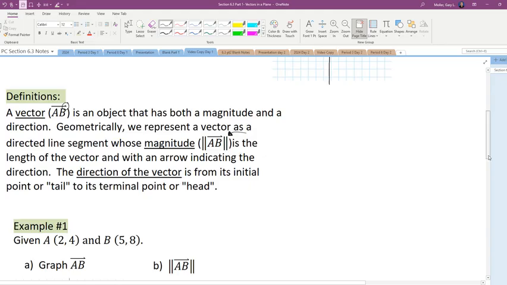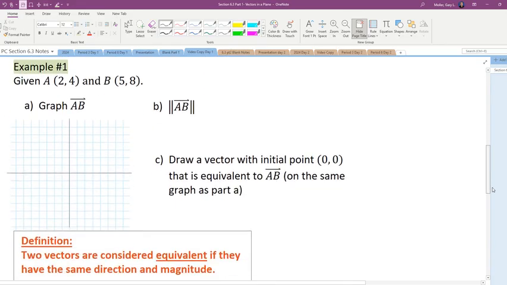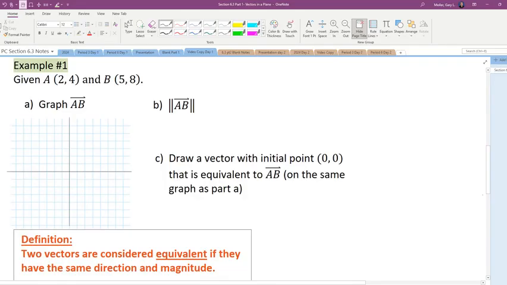All right, so let's take a look. Example number 1. Given A equals (2, 4) and B equals (5, 8), graph the vector A to B. So (2, 4), here's the point A. B is 5 over and 8 up. Of course, I've made it too big. We're going to estimate there is B. So I'm graphing the vector starting at the initial point A, the tail, and going to the head at B. So there's the vector we're talking about.